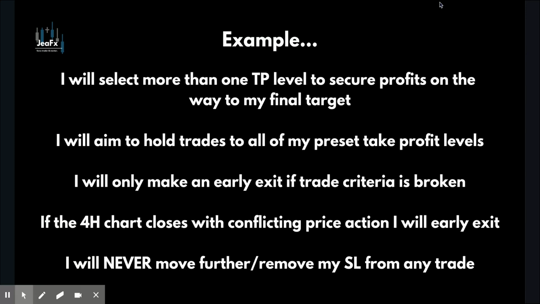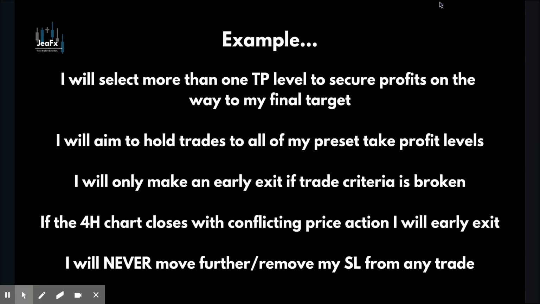So some examples here: I will select more than one take profit level so that I can secure profits on the way down to my final target. This means if a trade is running and you've got a big target in place, you can slowly take profits off as we surpass levels. What this means is, as mentioned before, if the trade reverses on you, you've still had a happy, successful trade.